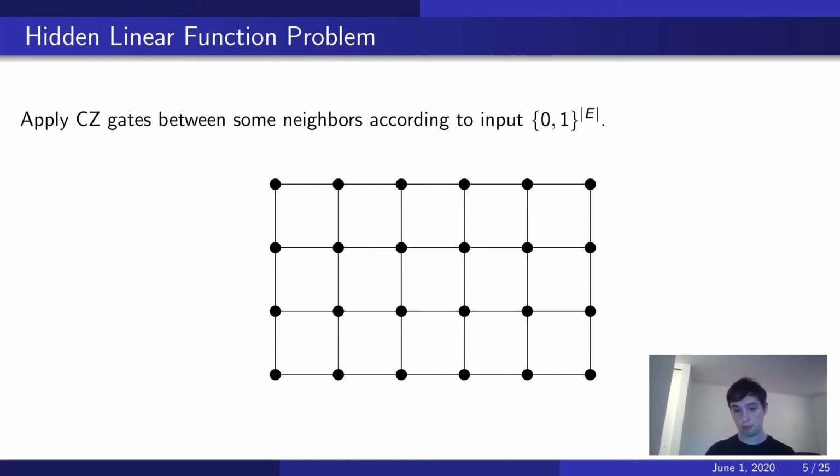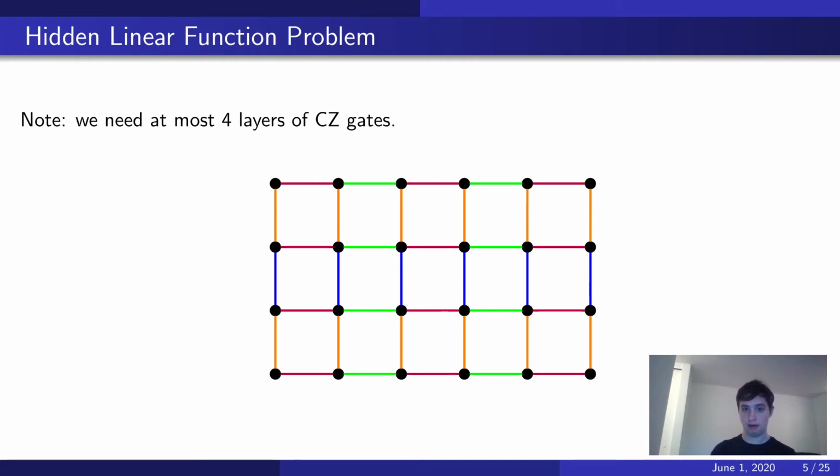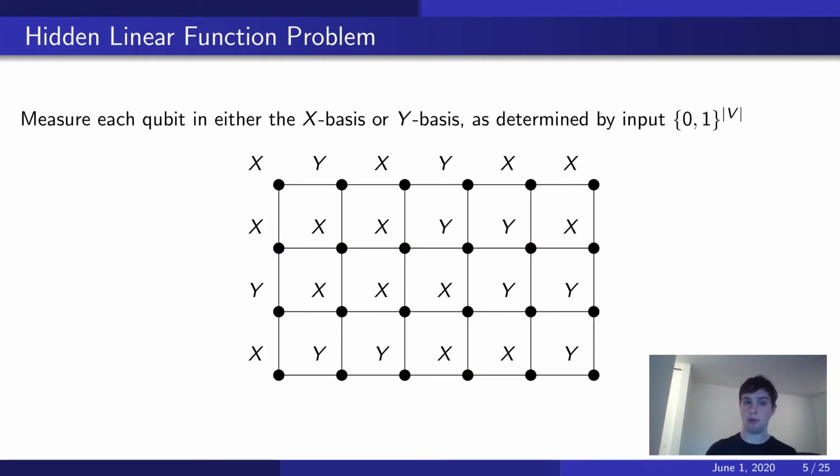And I should note that we can apply all of the gates in at most 4 layers. Basically, you can 4-color the edges of the grid graph, and then you apply all the red gates simultaneously, and so on. All right, step 3 is we measure the qubits. What else is there to do?